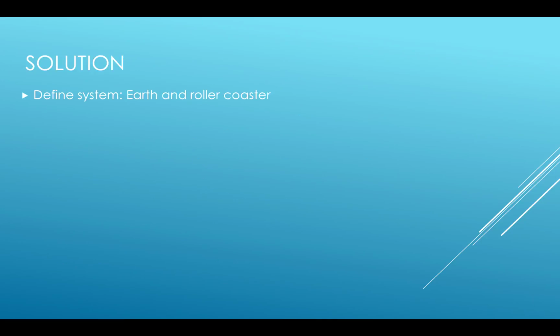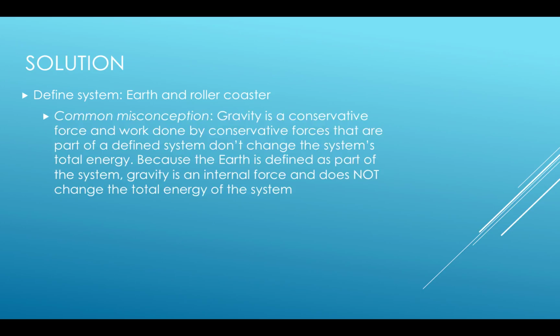The first step in solving this problem is to define the system. In this case, the system includes the Earth and the roller coaster. It is important to realize that gravity is a conservative force and that work done by conservative forces that are part of a defined system do not change the overall energy of the system. Because the Earth is defined as part of the system, gravity acts as an internal force and does not change the total energy of the system.